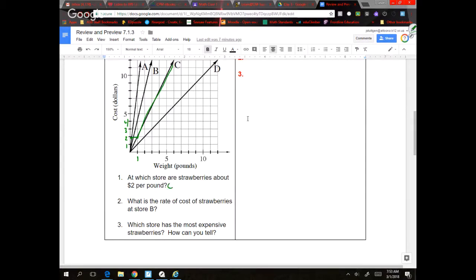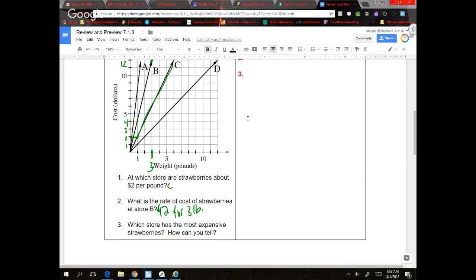Next one. What is the rate of cost of strawberries at store B? This one you have to tell me what it is. So store B, I went like this. And you can have multiple answers for this one. But I looked at the very top. I knew that was $12. And I came down to the bottom and knew that was 3. So I said $12 for 3 pounds, which is also the same as $4 for 1 pound, for B. So $4 for 1 pound would be the unit rate for that one.